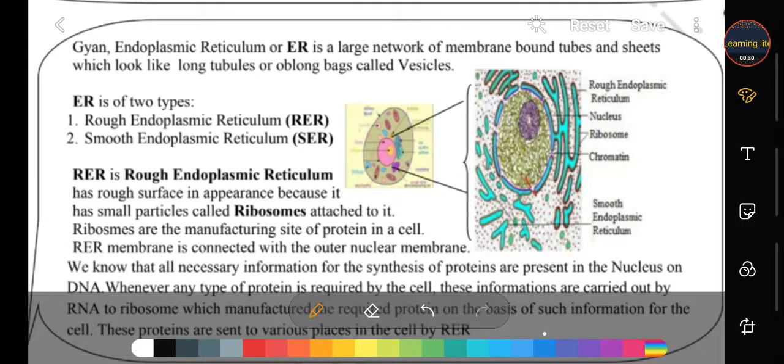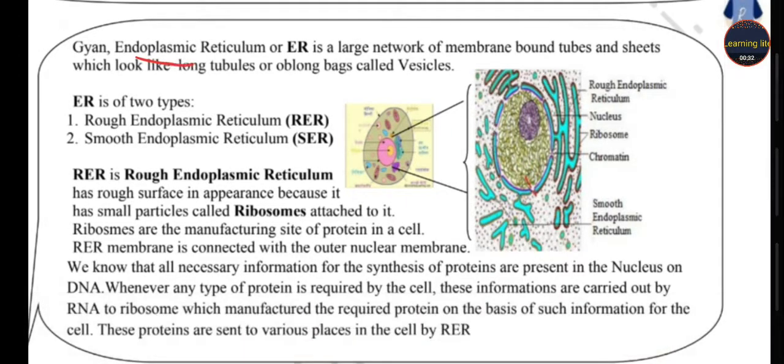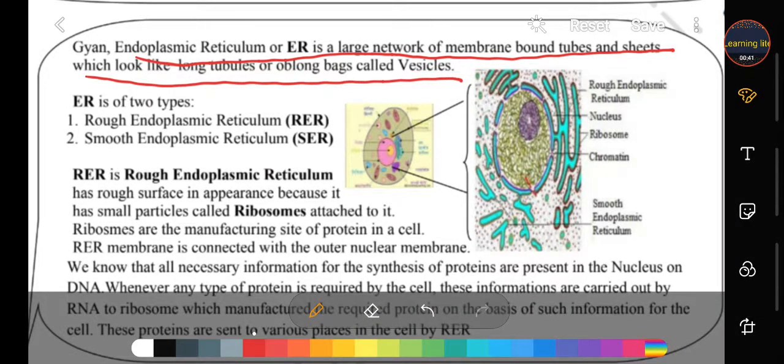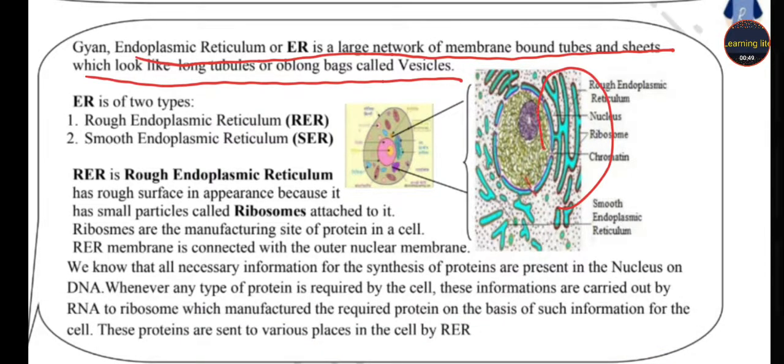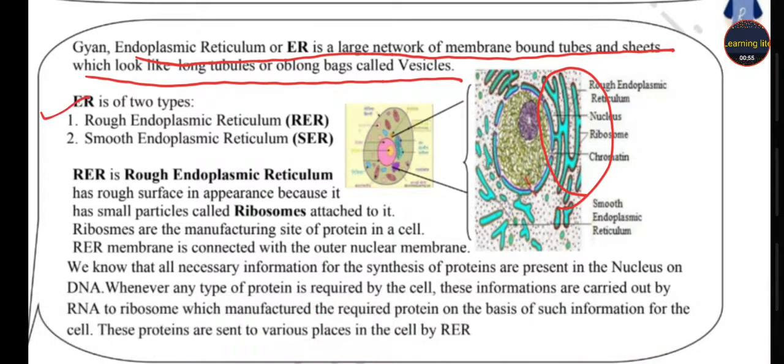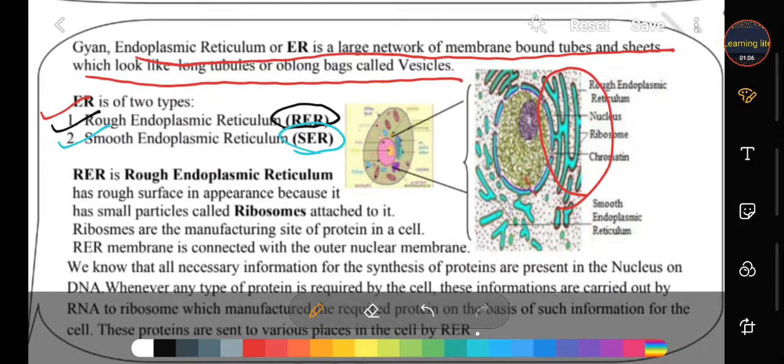Gyan, endoplasmic reticulum is a large network of membrane bound tubes and sheets which look like long tubules or oblong bags called vesicles. So students, ER, that is endoplasmic reticulum, is a large network of membrane bound tubes. As you see there, it is a large network of the membrane bound tubes or vesicles. Students, it is of two types. First is our rough endoplasmic reticulum, that is called RER, and the second one is our smooth endoplasmic reticulum, that is called SER. So what is the difference between SER and RER?